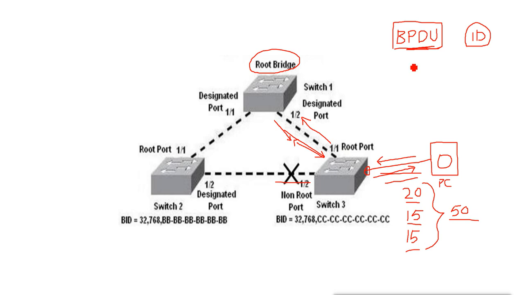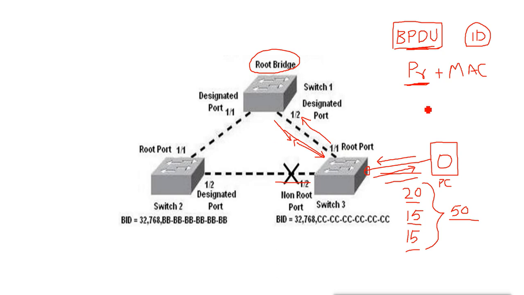plus the MAC address of the switch. Now first, what does it do? First it will check the priority. For the election they check the bridge priority. So whichever switch has the lower bridge priority, that switch will win.